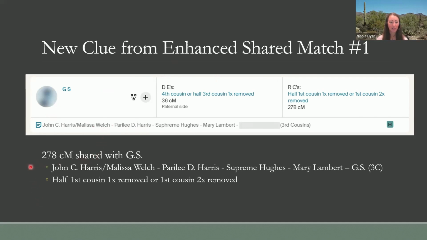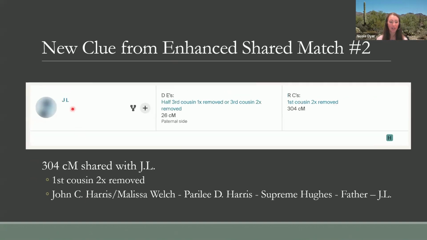So we've got this clue here. Now, continuing to scroll down the enhanced shared matches list, we see another match, JL, who shares a high amount with RC. So this information is all new. In the old shared matches list, we wouldn't know how much RC and JL share. We would only know how much Diana shares with JL and how much Diana shares with RC. So now we see that RC and JL share 304 centimorgans, and the relationship prediction is a first cousin twice removed. And this person also had a tree.